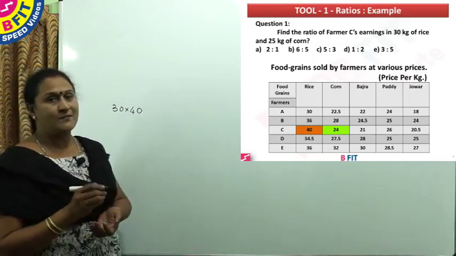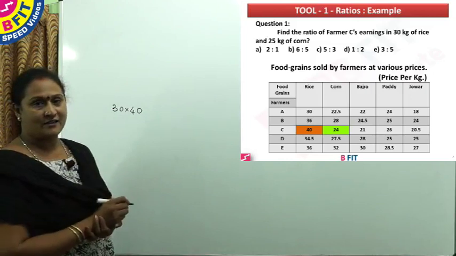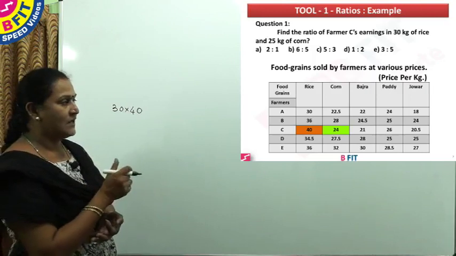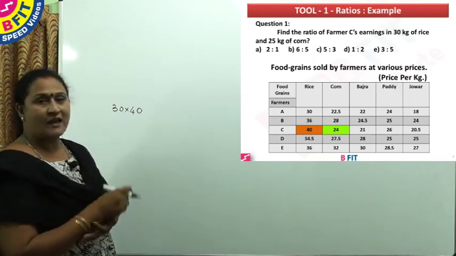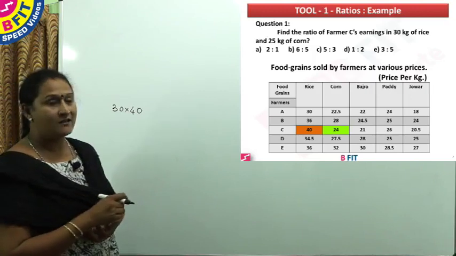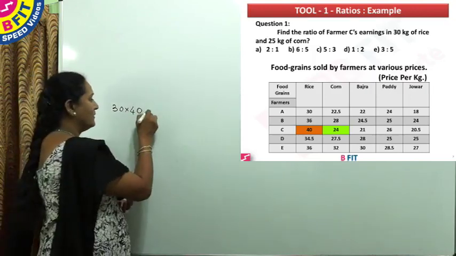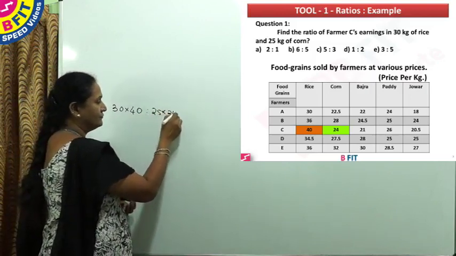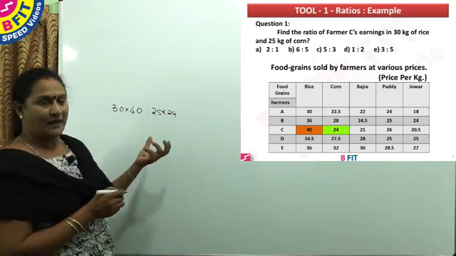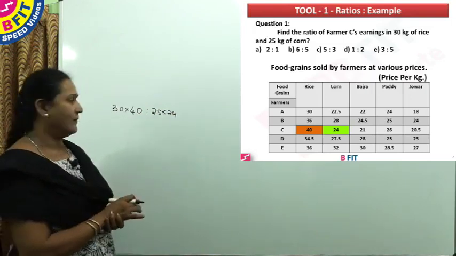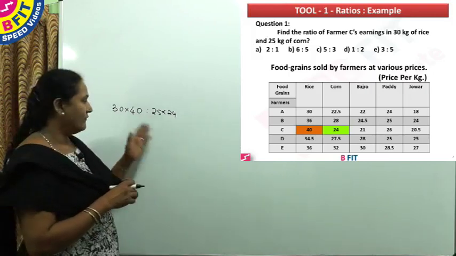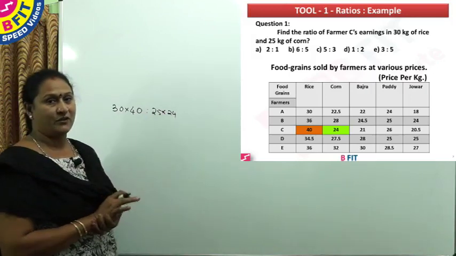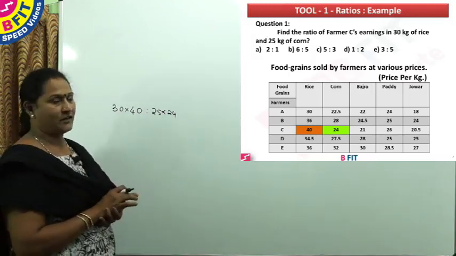How many kilograms of corn is he selling? 25 kg. And what is the cost per kg? We have that in the third column, which is highlighted in green color. The cost per kg is 24. Now what will be his earning after selling 25 kg? Multiply 25 and 24. No need to multiply and then simplify it, it's a mere waste of time. Just simplify, because it is a product, we can simplify the common factors and finally multiply and give the ratio. If there is no common factor, finally you can give the ratio.